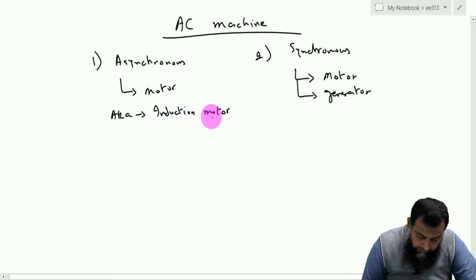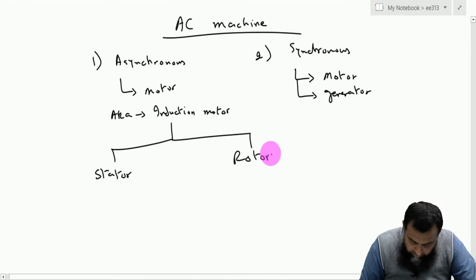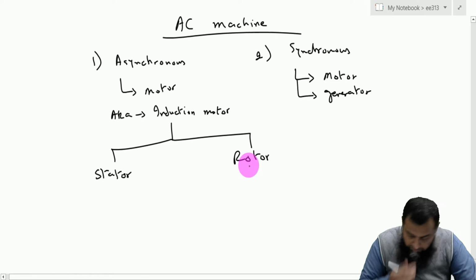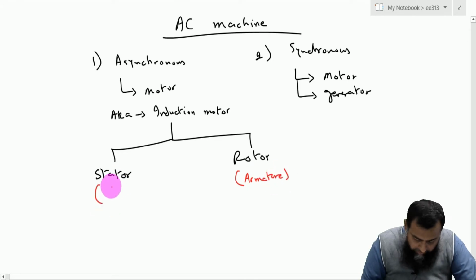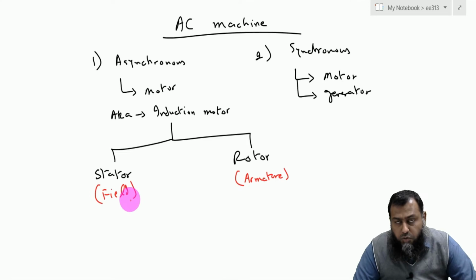The induction motor, like any other motor, has two parts. One is the stator part, which is the stationary part, and the other one is known as the rotor part. Mind that for a DC machine, the rotor was called the armature circuit, while the stator was known as the field circuit. Here, in order to differentiate from those, the concept of the stator and the rotor is essentially used to describe almost all kinds of AC machines.